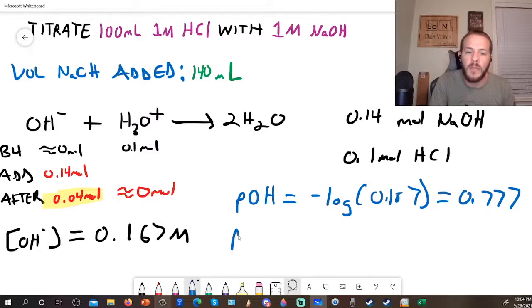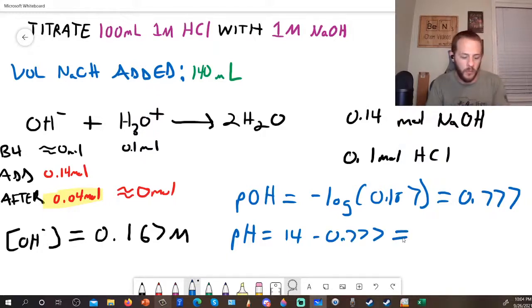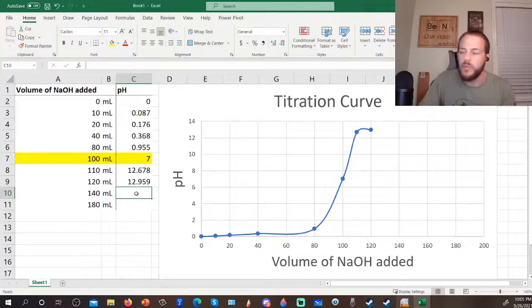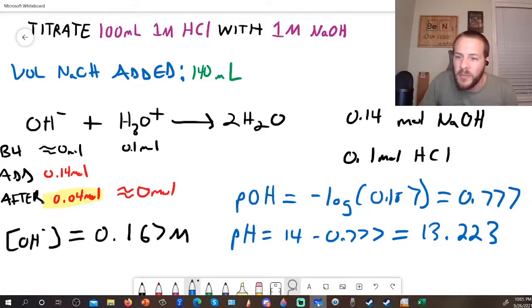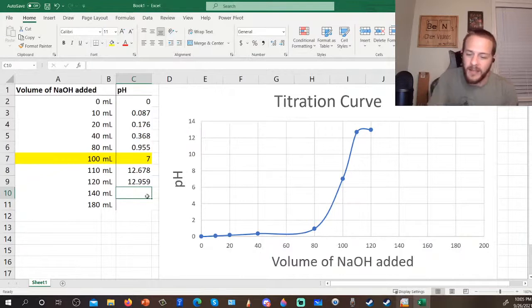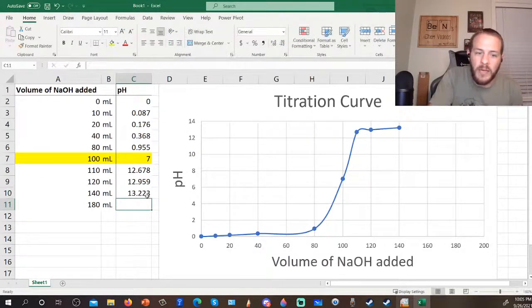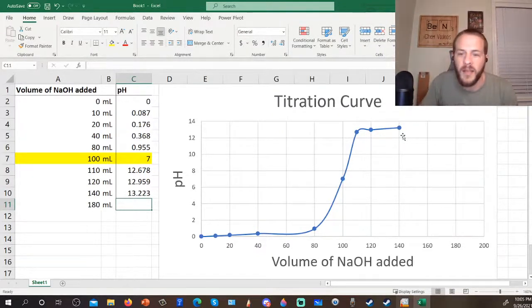0.777. And so, of course, to get pH, we're going to take 14 and subtract our pOH, which is 0.777, from 14. That is equal to 13.223. So that is our pH. I'm going to go back into my spreadsheet here, and I already forgot it. 13.223. Okay, there it is. So it definitely seems like our pH curve has sort of leveled off at this point.